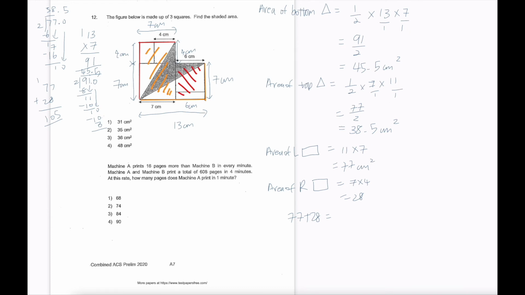Oh, my bad, sorry. I saw this 4 cm wrongly, but it's actually 6. So it's not 77 plus 28 anymore. It's 7 times 6, which is 42, because it's supposed to be 6. So it's plus 42 instead, and when I add 42, I'm going to get 119. Okay, so it's 119 cm square. And I need to take the area of these two, the left-hand side and right-hand side, to minus away the unshaded part. Okay, so I'm going to erase this.